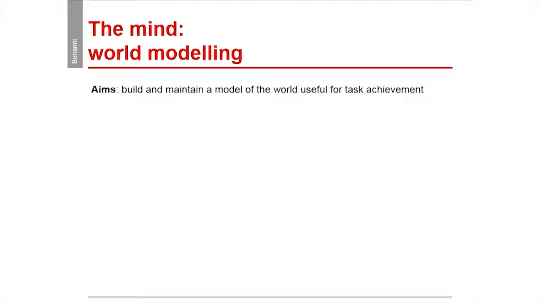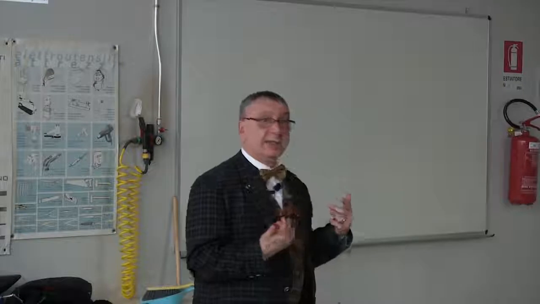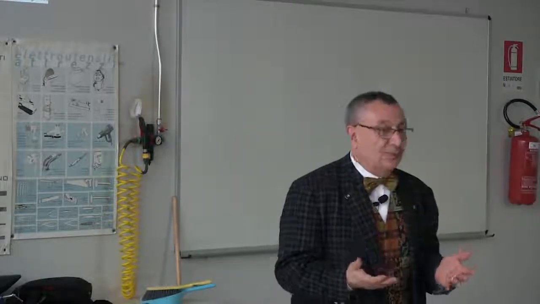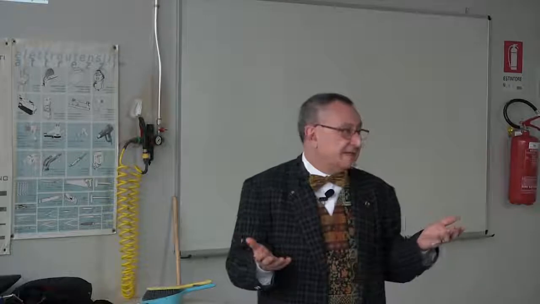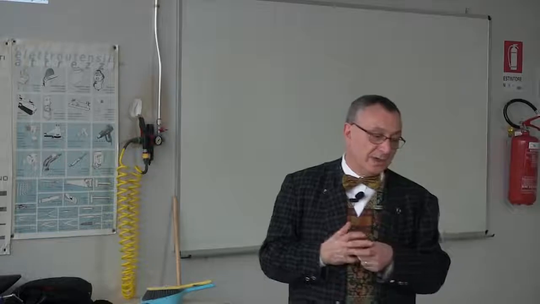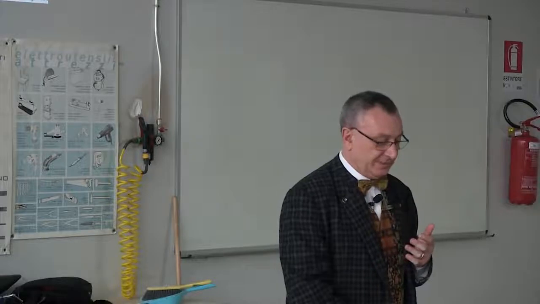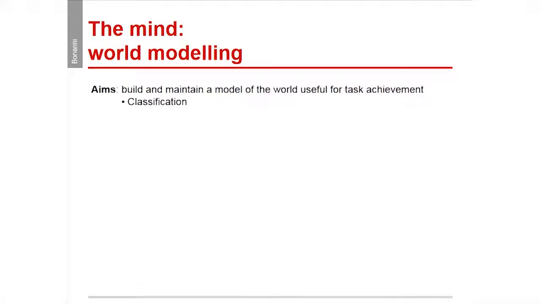The mind, we have world modeling. So this means understanding what's coming from the sensors and trying to decide what is there. So the sensors provide some information, and we have to elaborate this information to build a model of the world. Again, a model that is useful for the task. This means classify objects, recognize objects, localize objects, track objects, by taking maybe information from different sensors.